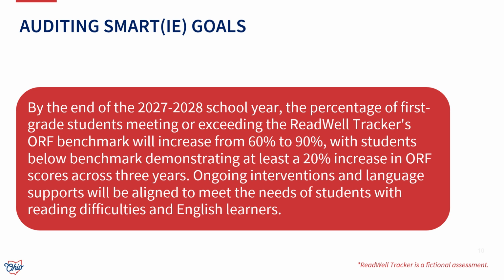By the end of the 2027-2028 school year, the percentage of first grade students meeting or exceeding the Read Well Tracker's oral reading fluency benchmark will increase from 60% to 90%, with students below benchmark demonstrating at least a 20% increase in oral reading fluency scores across 3 years. Ongoing interventions and language supports will be aligned to meet the needs of students with reading difficulties and English learners.